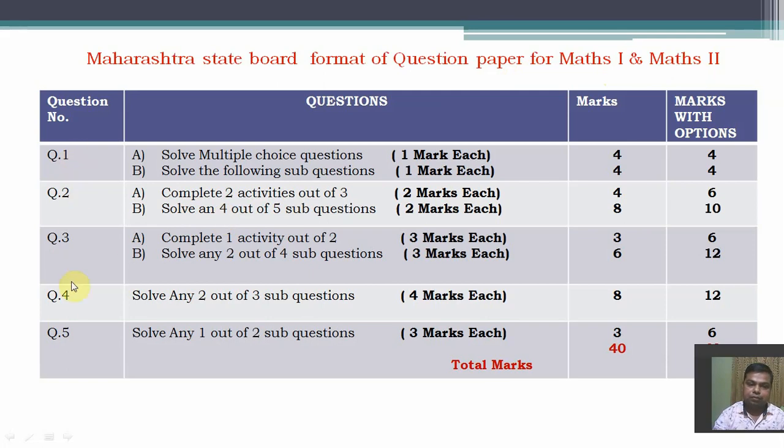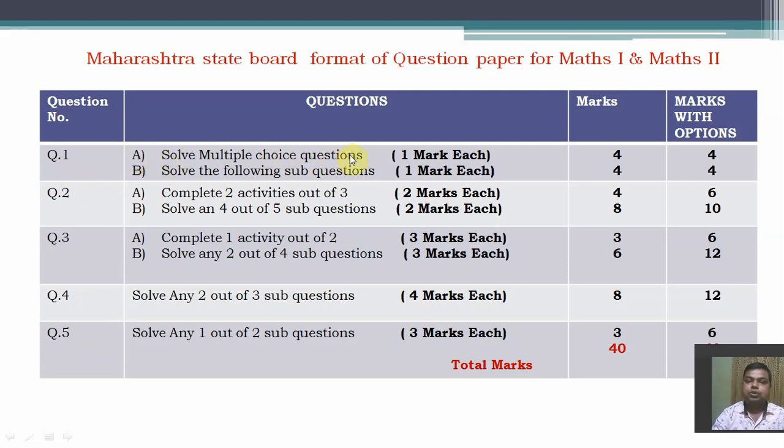In all, there are 5 questions. In that, question 1, question 2 and question 3 have sub questions. Question 1A, question 1B, question 2A, question 2B, question 3A and question 3B. And question number 4 and 5. Now see question number 1A.